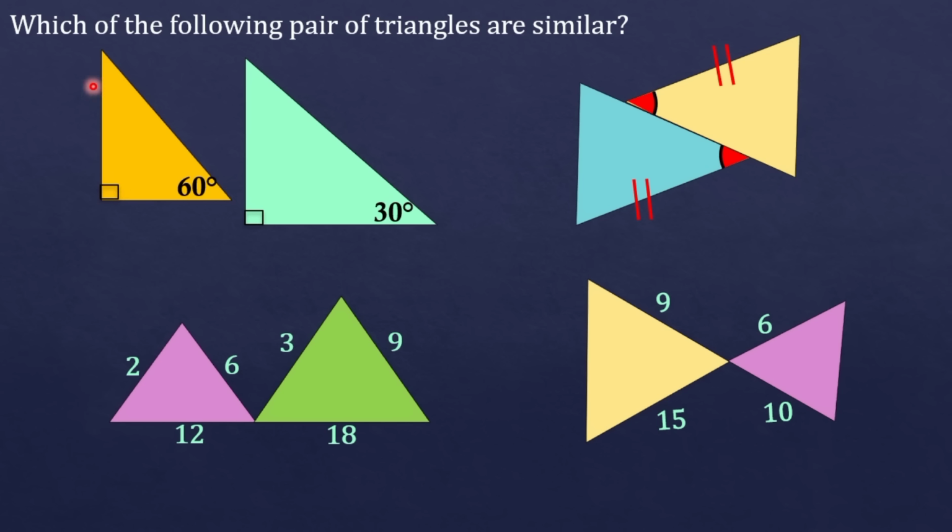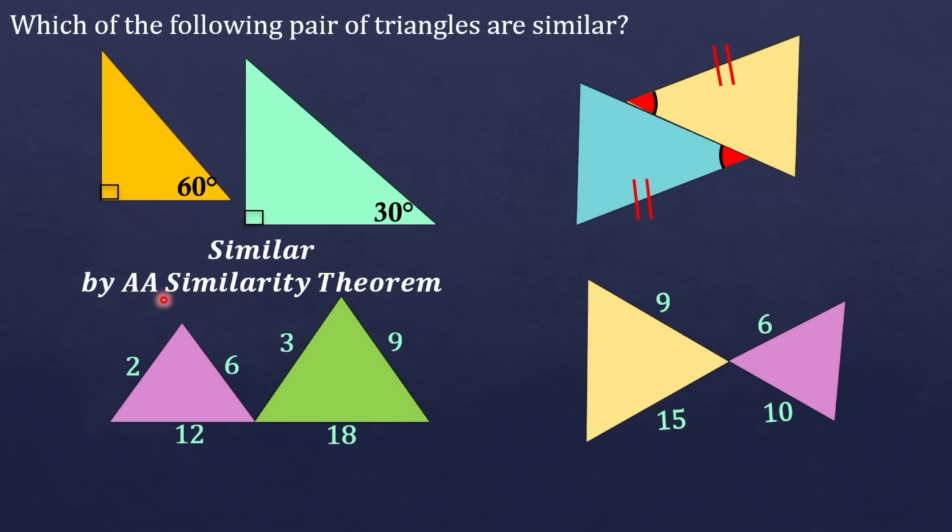Kung kukunin po natin itong angle na to, this is 30 degrees kasi complement yan dito. This is already 90 eh. So, 60, 30 degrees to, which is congruent to this angle. Okay? Equal siya dito. So, ibig sabihin, same na sila dito, same pa sila doon. So, meron na tayong dalawang angles na congruent. Therefore, these two triangles are similar by AA Similarity Theorem.